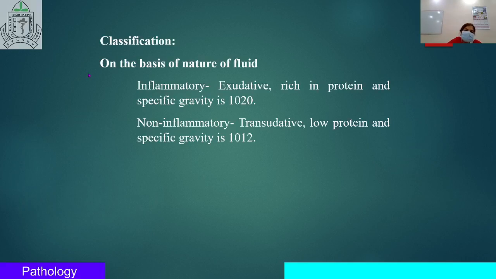Classification of edema. It may be classified by the nature of fluid, inflammatory or non-inflammatory. Inflammatory edema, the nature of the fluid is exudative. That means this fluid is rich in protein and specific gravity is more than 1020. If the edema fluid is non-inflammatory, this is known as transudative. This fluid contains low protein and specific gravity is less than 1012.